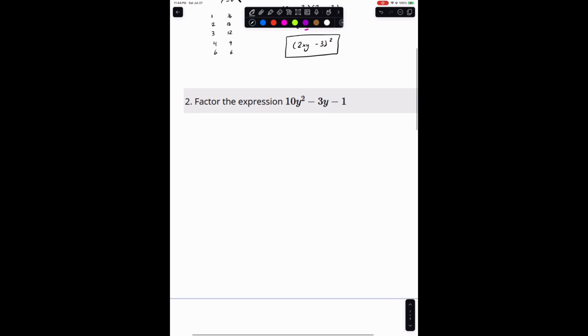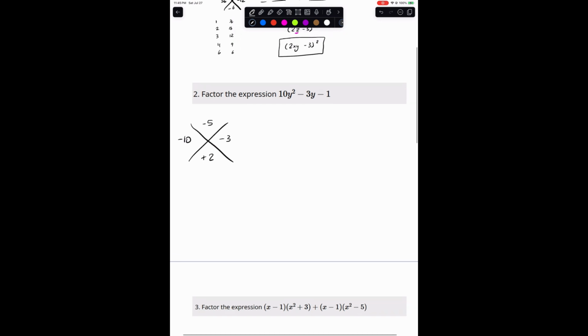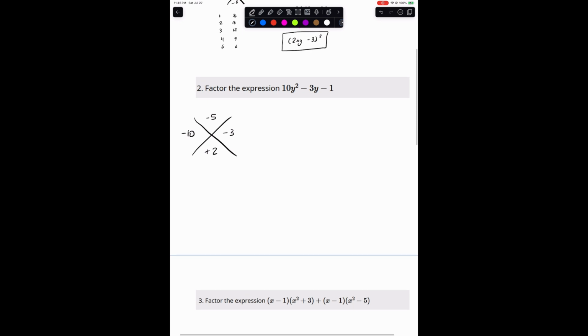So for number 2, it's a quadratic, right? It's a second-degree polynomial, so very straightforward. I need two numbers that multiply up to negative 10 and that add up to negative 3. This is a negative 5, positive 2. I don't know why I wrote this so big. Oh well. 10y squared minus 5y plus 2y minus 1.